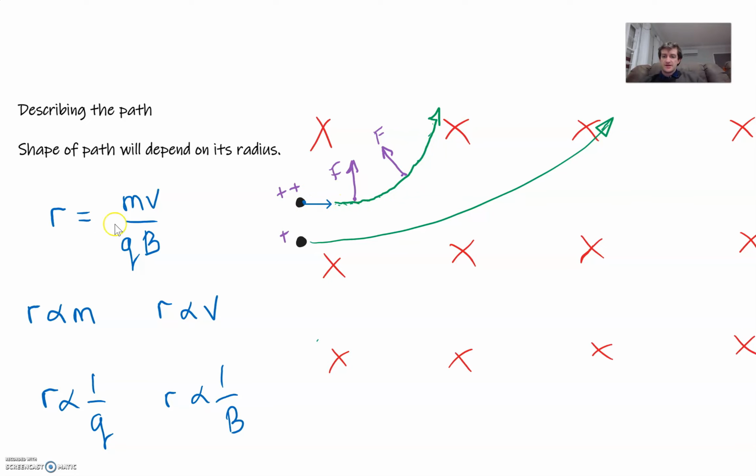Or alternatively, we could look at the magnetic field strength. The greater the magnetic field strength, the smaller the radius of the path, because if we increase the magnetic field strength, we should get a greater amount of force on the particle. So the magnetic field here might have been at a lower strength for this particle, resulting in a greater radius, and the magnetic field strength might have been greater for this particle here, resulting in its smaller radius. So we can use the proportionalities pretty handily when talking about the different paths that we're getting in the magnetic field.